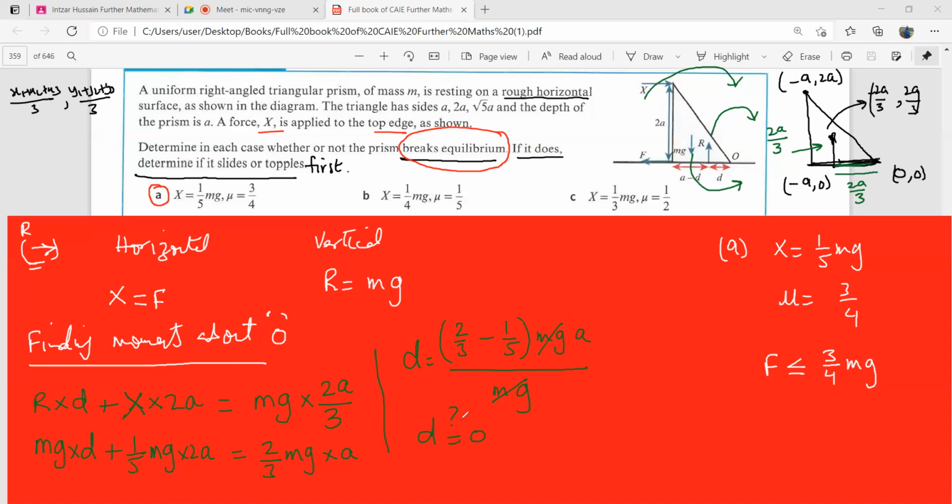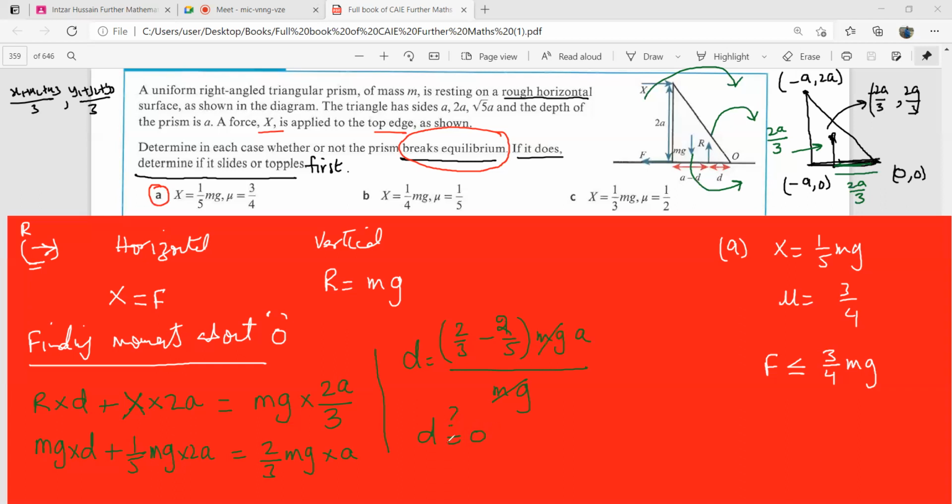Sir, inside the bracket, won't it be 2 over 3 minus 2 over 5 because there is a 2 with 2a? Yes. I just ignored this 2. Thank you, beta. So you are working this while listening to me. So that is why you got this thing.